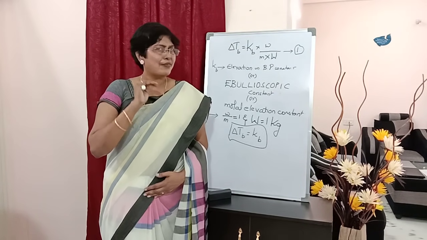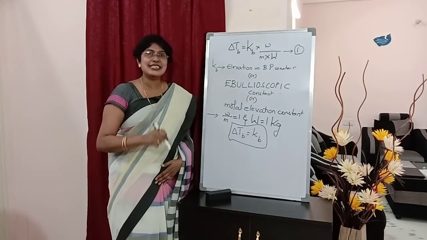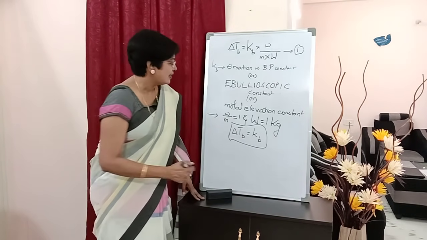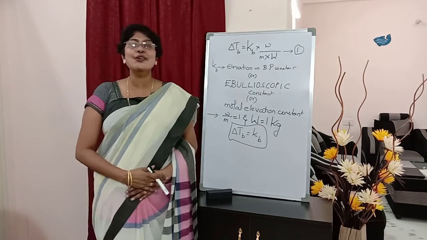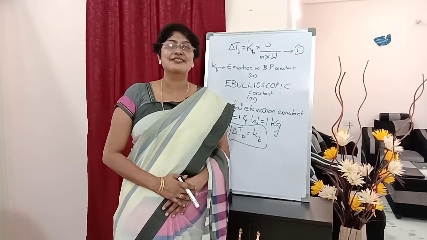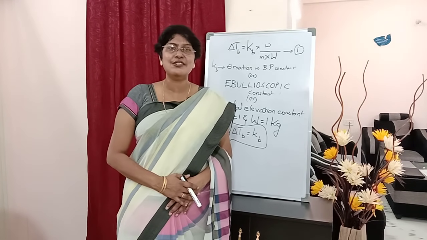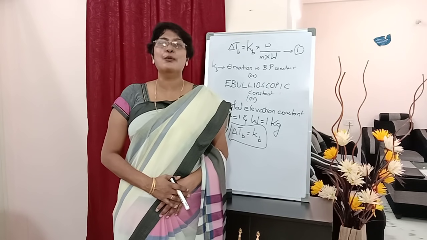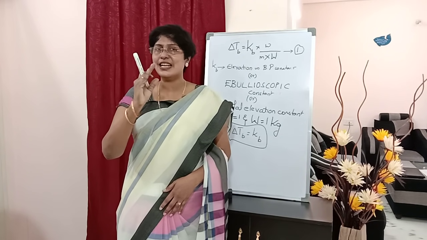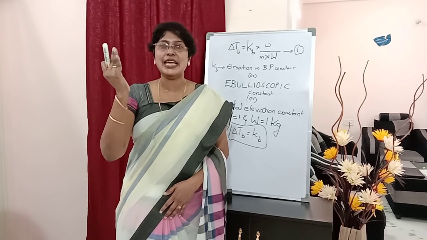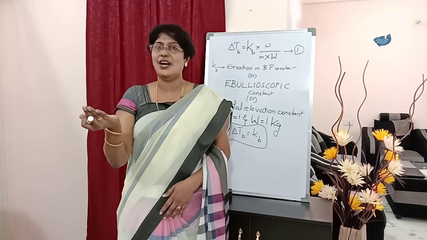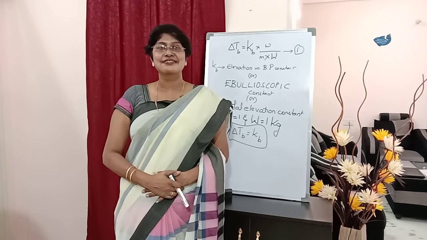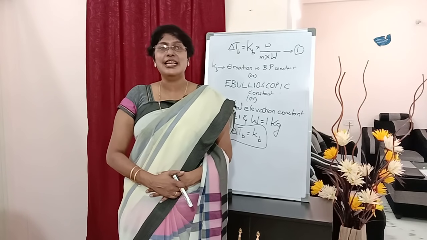Okay. Now, from this expression, a very important 1-mark question. What is KB? How do you define KB? What is delta TB, students? Delta TB, elevation in boiling point. Okay. Now, delta TB is equal to KB. What is KB? Elevation in boiling point constant. So, how do you define KB? KB is defined as elevation in boiling point.